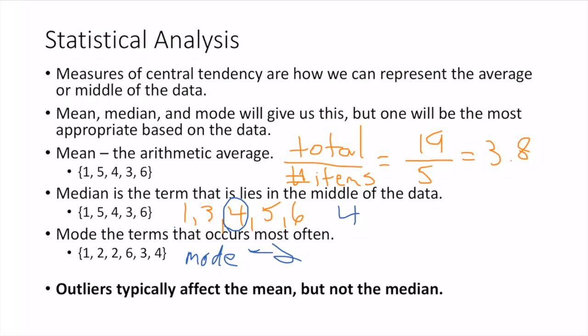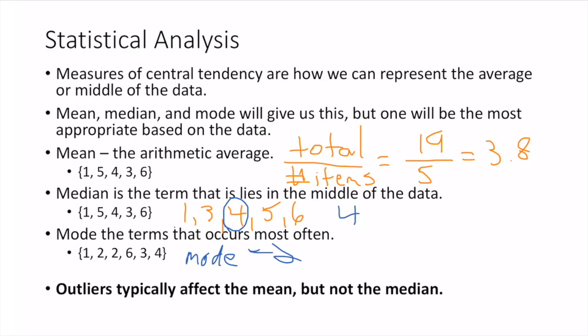Mode is the one that we do not use very often, but it's still important to note what it is. Outliers typically affect the mean, but not the median.